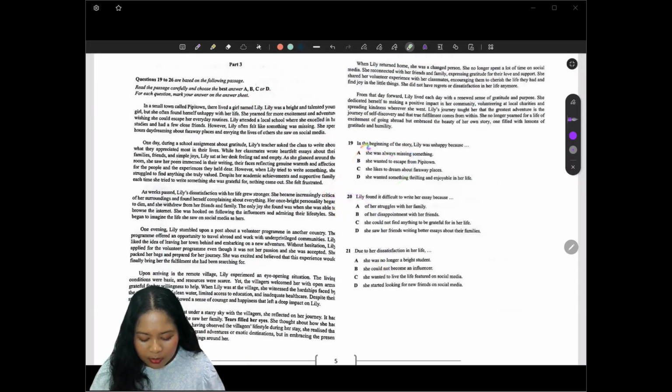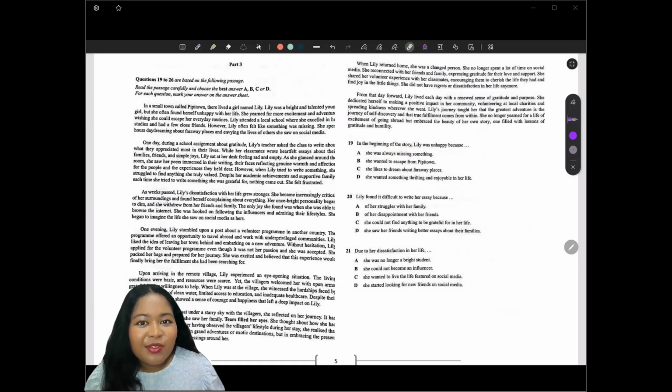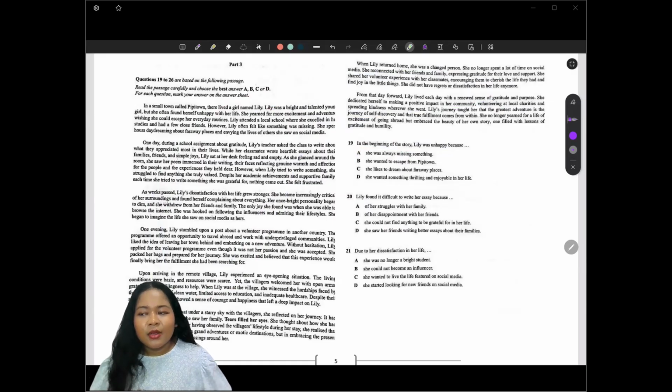For each of the questions here, they will be based on the passage. So, for example, in the beginning of the story, Leo was unhappy because... in the beginning, you take a look at the first paragraph. And for this kind of question, we use the technique of skimming and scanning. And you say, what is this? I never heard of it. Don't worry, I'll tell you about it once we go through each one of them.